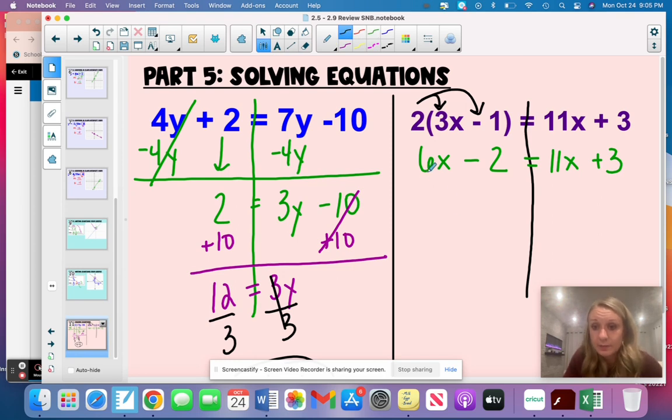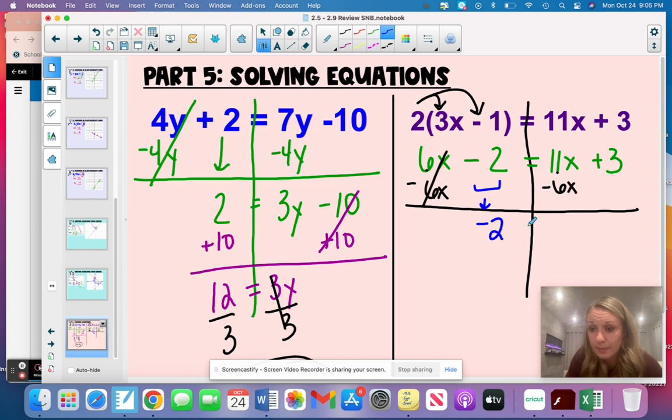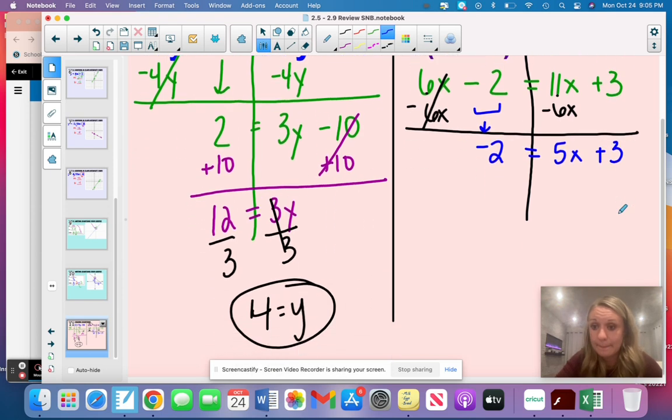Now, again, I have variables on both sides, but if I'm looking at 6x and 11x, I know 6x is smaller, so let's subtract that over to move it. Now, these cancel out. I am going to bring down this negative 2. And when I do 11x minus 6x, that gives me 5x, and I still have plus 3. I have not touched that yet. I already took care of my variables, so now I need to move this plus 3 to the other side to combine it. The inverse or the opposite of plus 3 is minus 3.